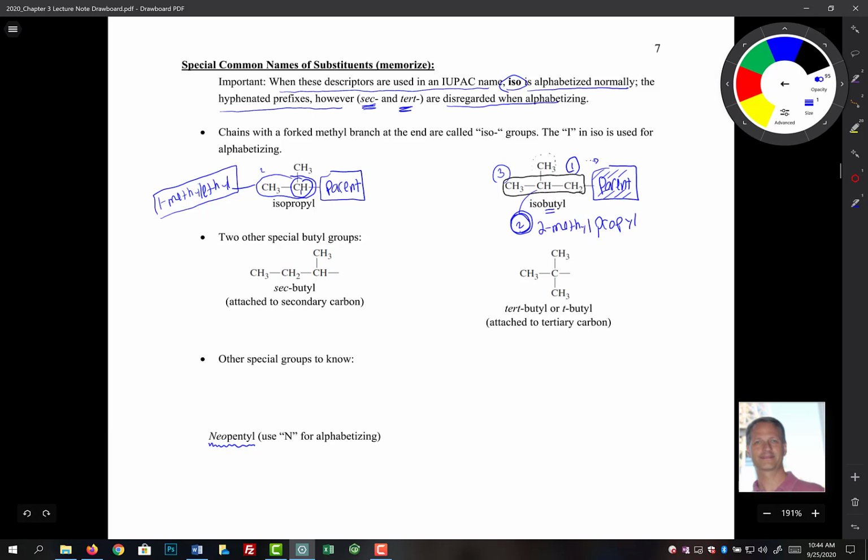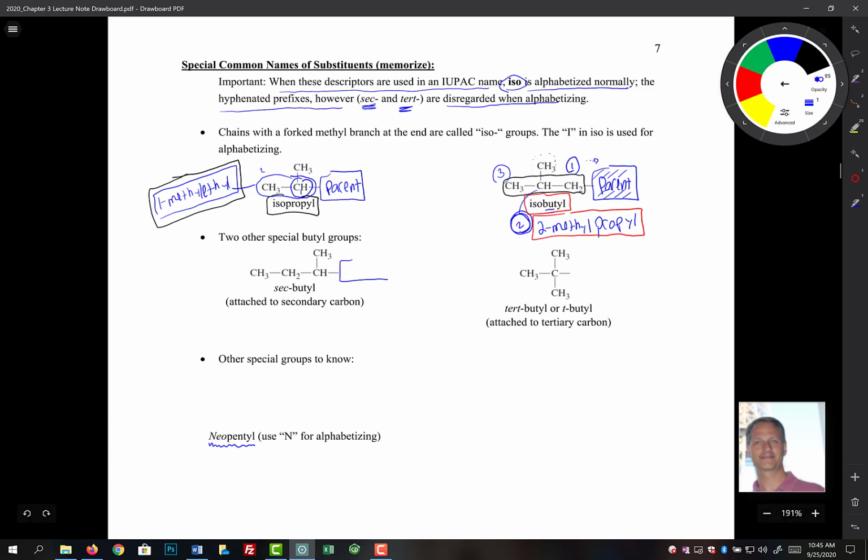So 2-methylpropyl. I'm showing you guys here 2 ways of naming this. This is the common name iso, and this is IUPAC here. So we're just practicing the IUPAC nomenclature on some of these guys. So same thing over here, folks. That's isobutyl, but we could also name this as a 2-methylpropyl. There are 2 other special butyl groups that we see here.